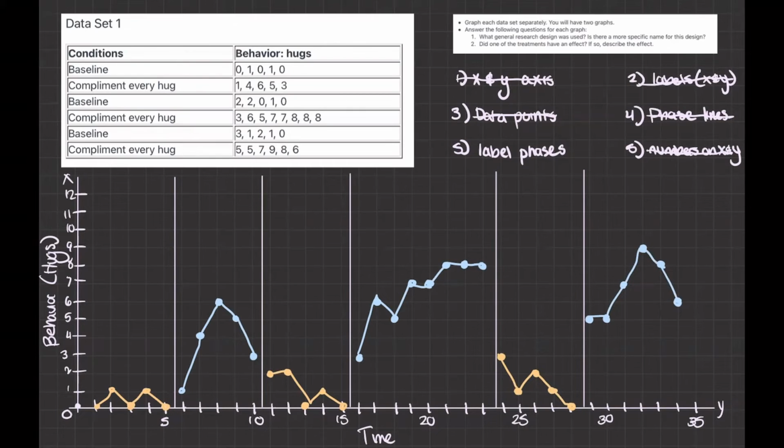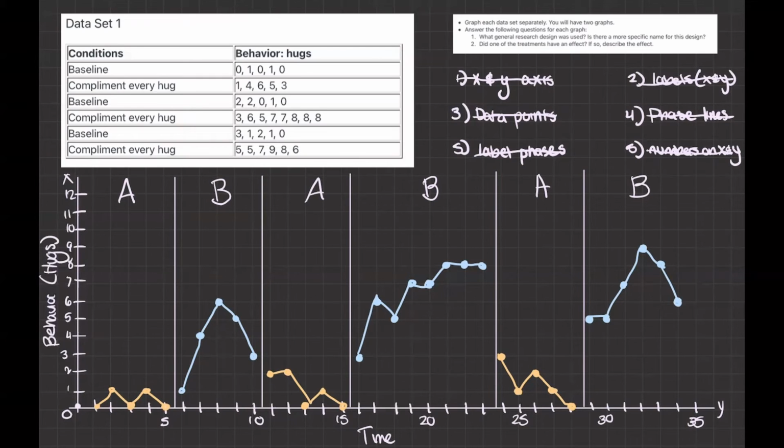Now we have one more thing to do, which is label the phases, right? So here we go. Baseline, baseline, baseline, and then treatment, treatment, treatment. And there we go. We got all of the main components of the graph down. So the next step is to answer the questions.